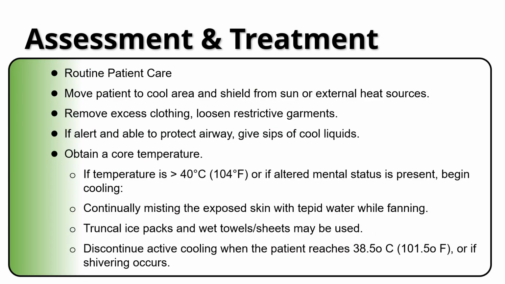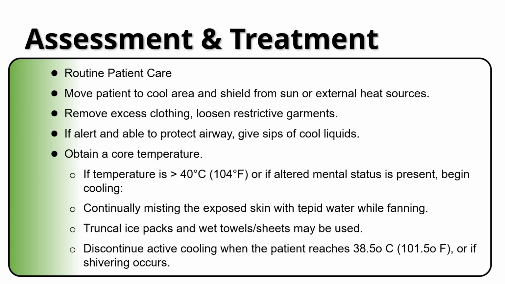So let's take a look at the assessment and treatment. So again, we always start off with routine patient care. We want to make sure that our ABCs are in place, intact, and that our patient isn't going to die from immediate life threats. And then we're going to stop the thing that's killing the patient. So in this case, we're going to move a patient to a cool area, and we're going to shield them from exposure to the sun and other heat sources. We're going to remove excess clothing and loosen restrictive garments. If alert and able, we're going to give this person sips of cool fluid. And this, you may recall, looks a lot like the treatment for heat exhaustion.